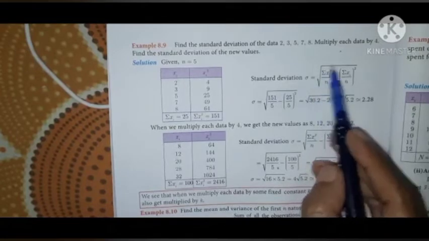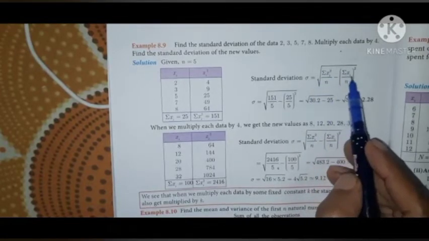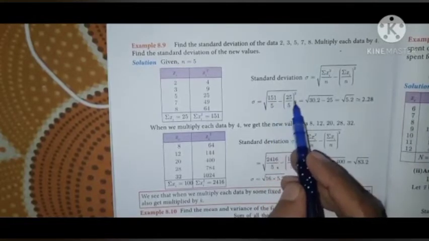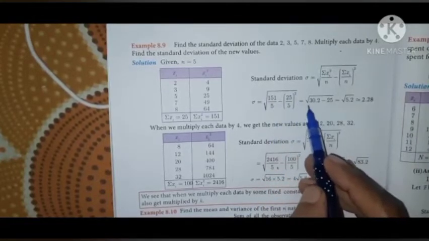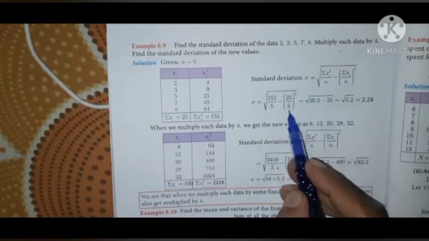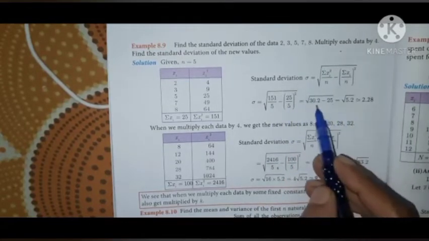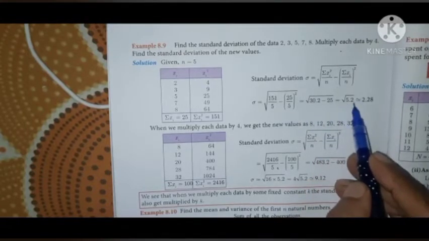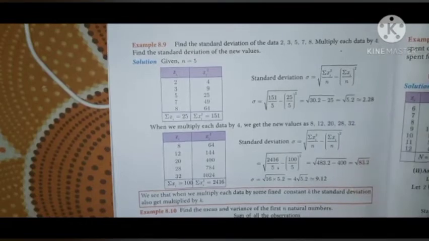Standard deviation by the direct method: root of sum of x square by n minus sum of x by n the whole square. Root of 151 by 5 minus 25 by 5 the whole square. 151 divided by 5, we get 30.2. 25 divided by 5 is 5, square is 25. 30.2 minus 25, we get 5.2. Root of 5.2, approximately 2.28.